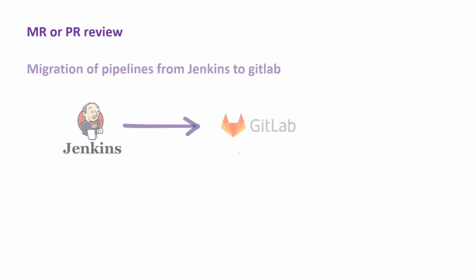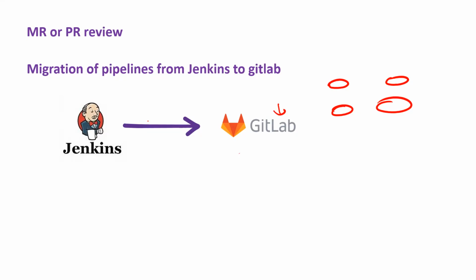Next task that I want to discuss is migration of pipelines from Jenkins to GitLab. For one of the clients where we were using Jenkins as a CI/CD tool, the management decided to move towards GitLab for many reasons. One of them was that there were multiple projects running in that client, where a few were already using GitLab CI/CD, so they wanted to use one common CI/CD tool. So whoever was using Jenkins, we wanted to migrate to GitLab.